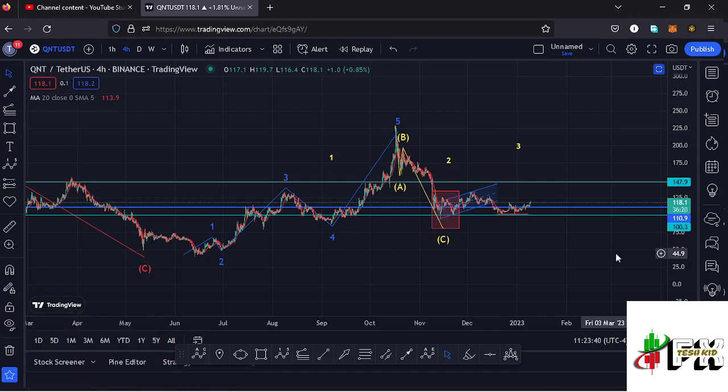And at the time of this recording, Quant has managed to break above a key area of resistance, and I'll be getting into that in a few.